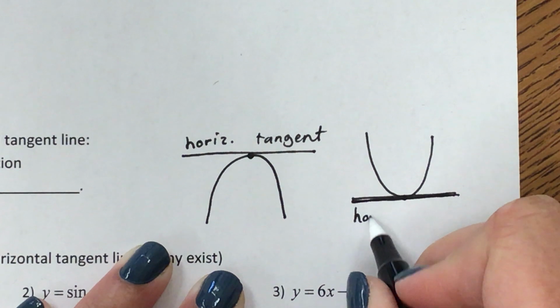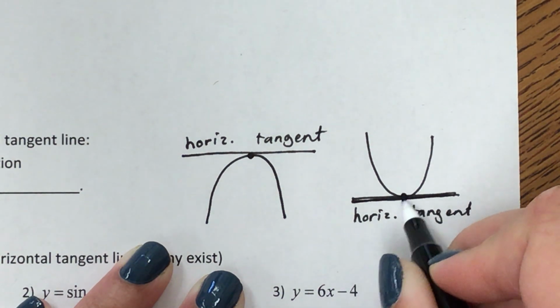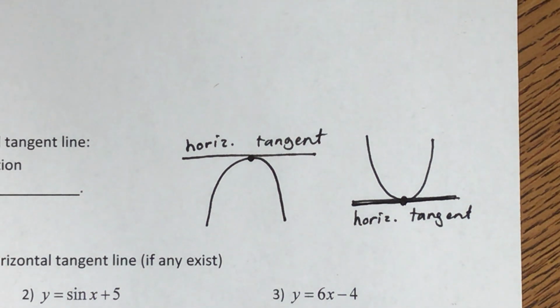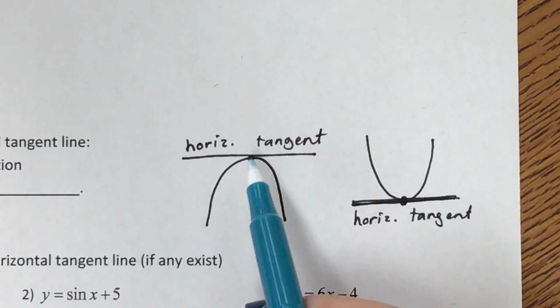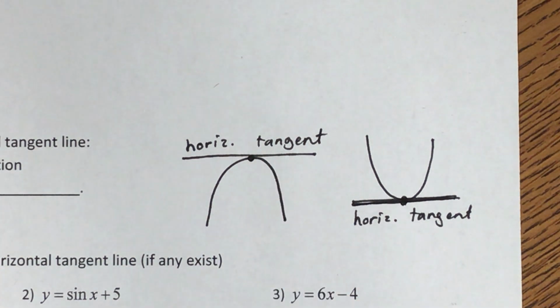Straight across, horizontal tangent. So horizontal tangent lines, since they happen at the very, very top or very, very bottom, that's a special x value. We don't care about the y value so much generally. We care about the x value. So at what x value? How far over to the right do you have to go to get that horizontal tangent line? Where is that point?